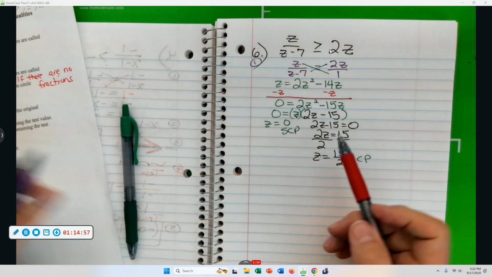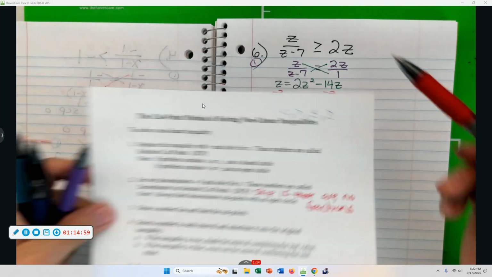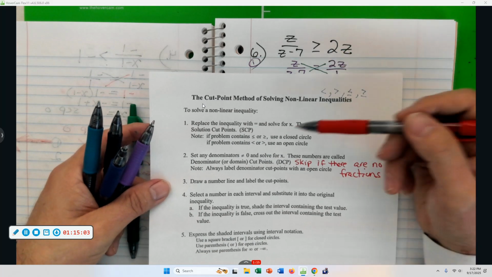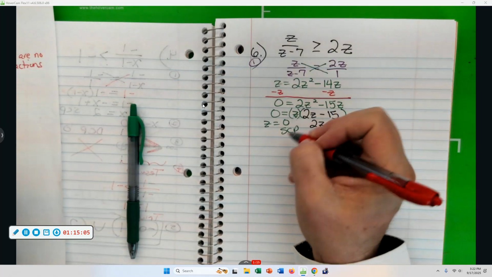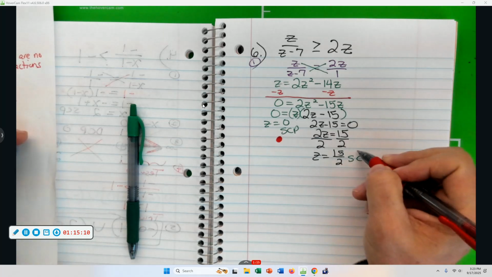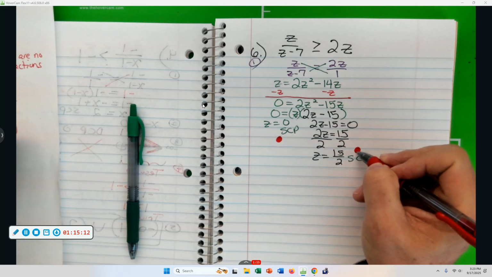Close. Because for solution cut points, you have to look back at the original inequality. If there's equality, that's when you use a closed circle. So you're going to have a closed circle at 0. You're going to have a closed circle at 15 over 2.